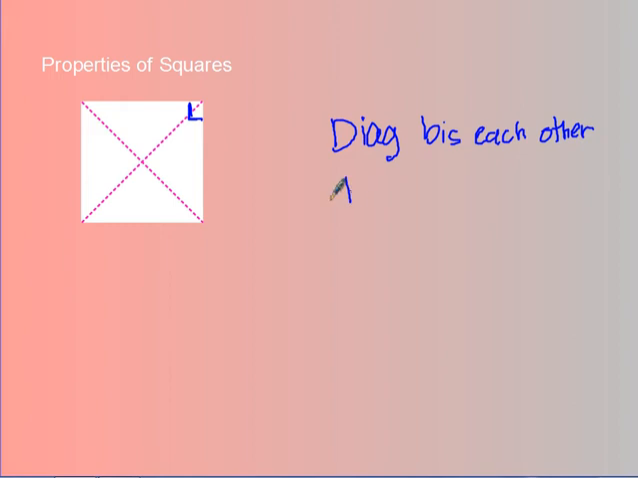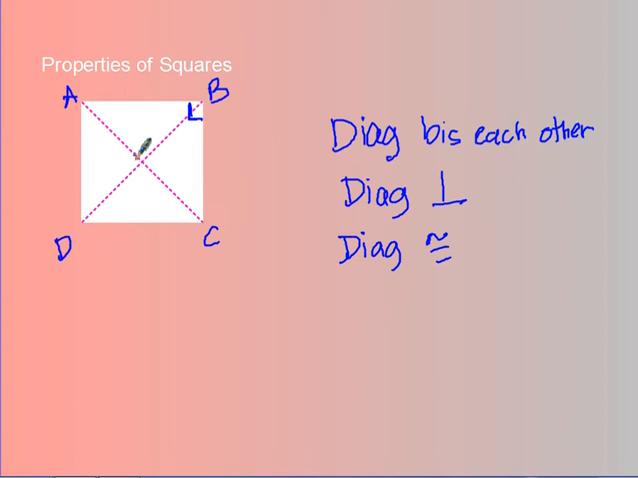And they are also, the diagonals are perpendicular. And the diagonals are congruent. In this case, the diagonals are the same length, which is different from the rhombus. Okay, your diagonals here, AC is the same length as BD, and that's not the same case in a rhombus.